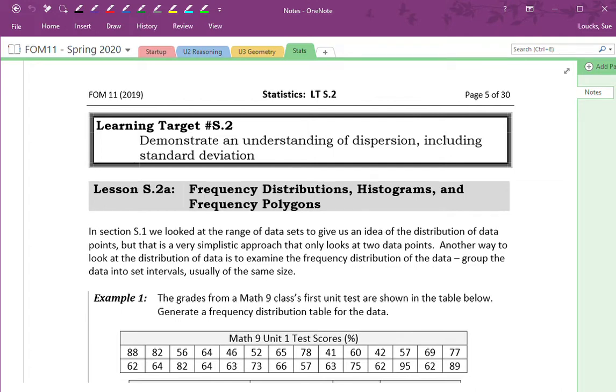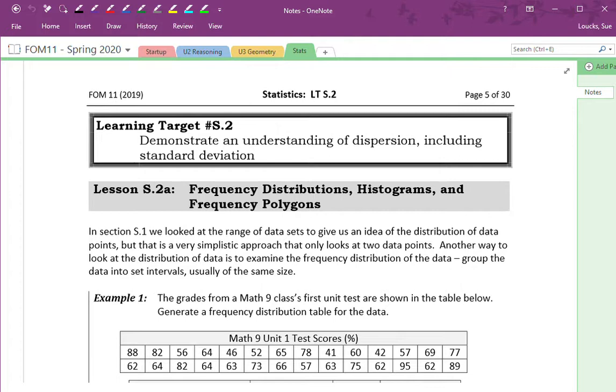Hi everybody. Now I'm looking at section S.2 in the stats section of Foundations of Math 11. So in the last class we looked at the range of data sets as a way to give us an idea of the distribution. But that's really simplistic. It only looks at 2 data points.